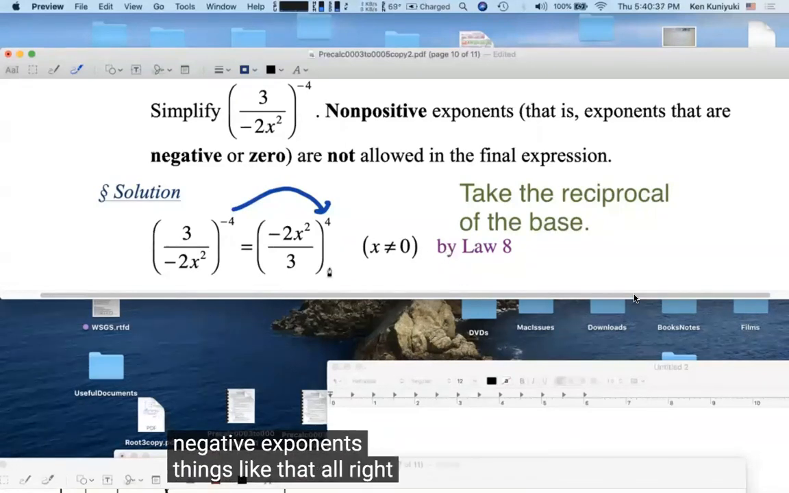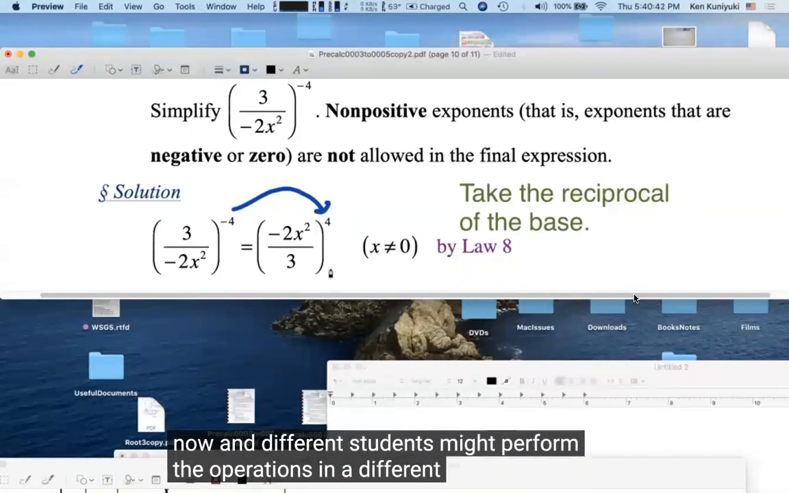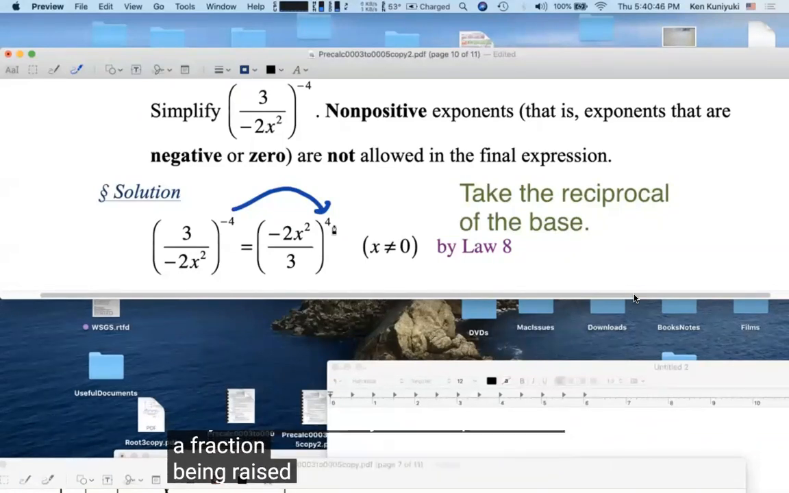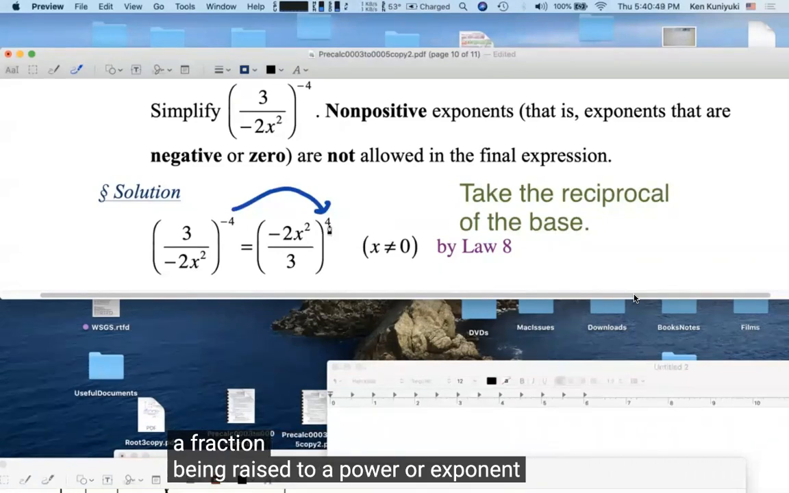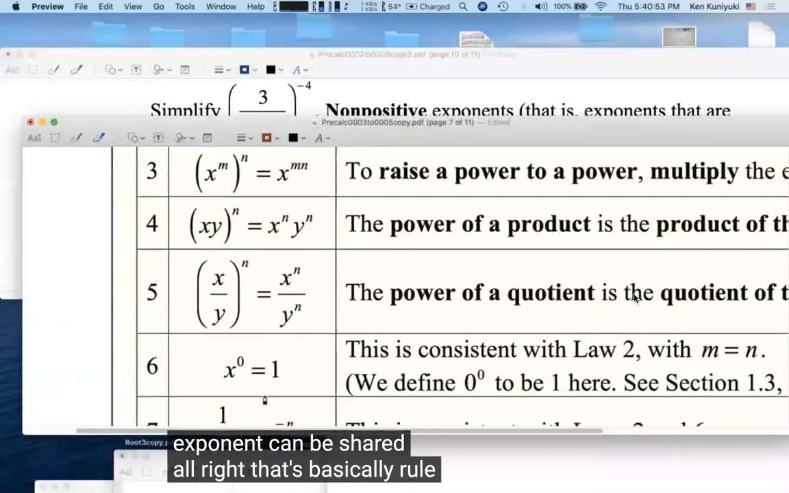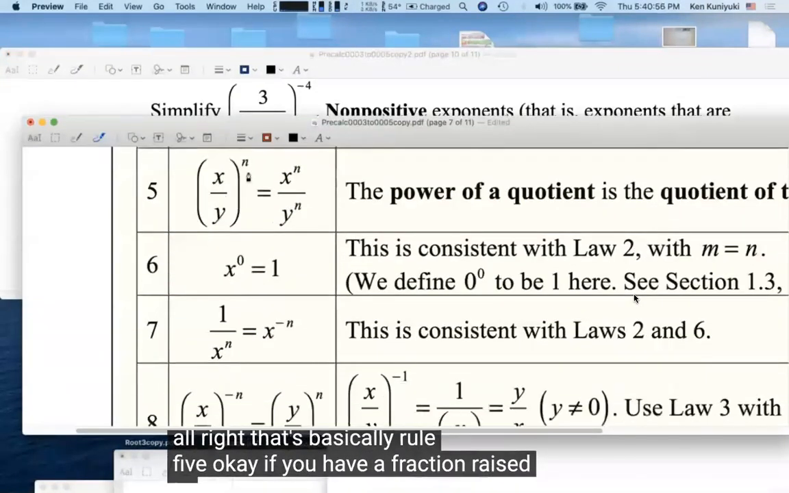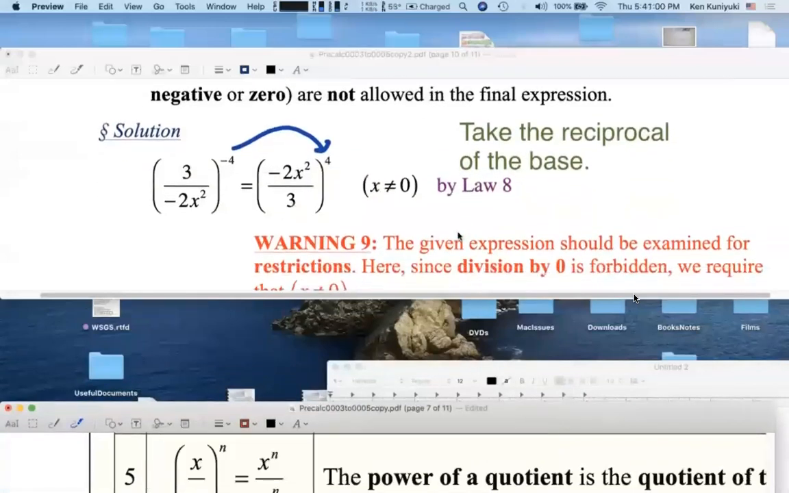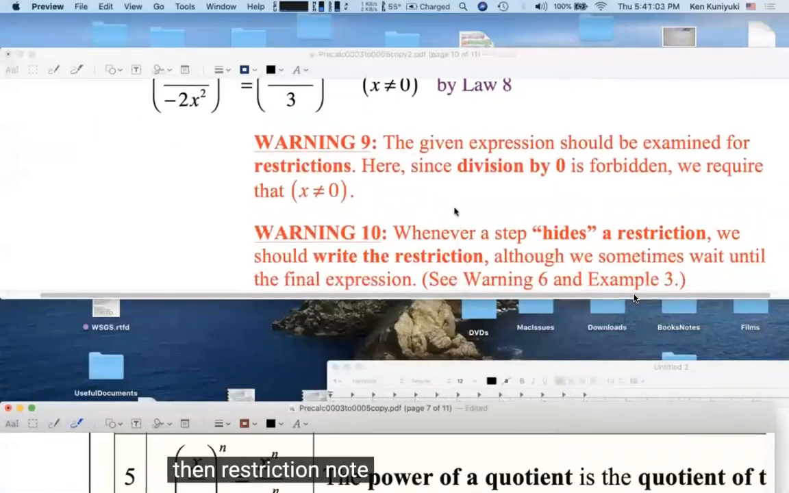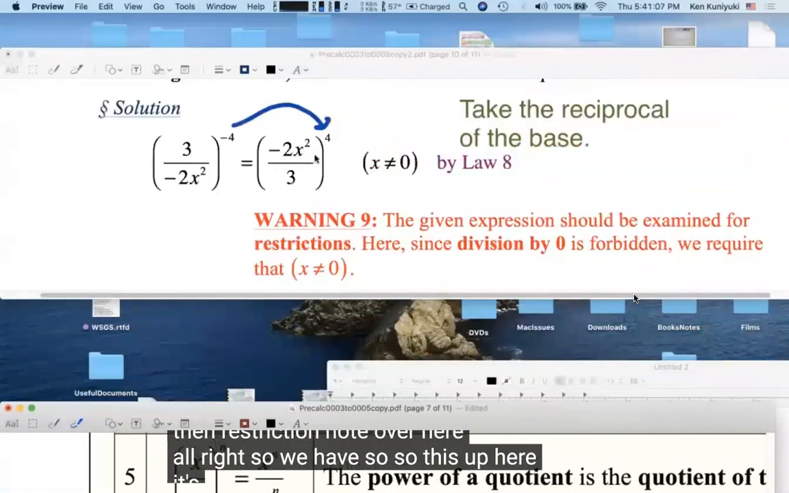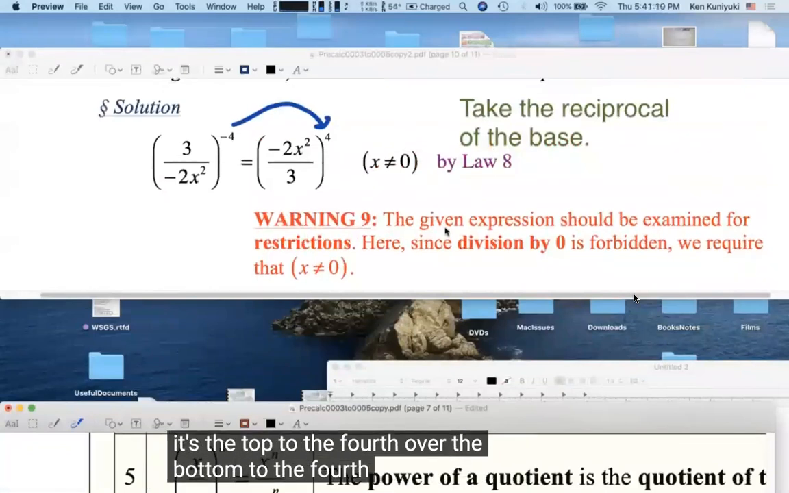Now, different students might perform the operations in a different order, okay? But we basically have a quotient or a fraction being raised to a power or exponent. This exponent can be shared. That's basically rule 5. If you have a fraction raised to an exponent, the top and the bottom share the exponent. So this up here is the top to the 4th over the bottom to the 4th.